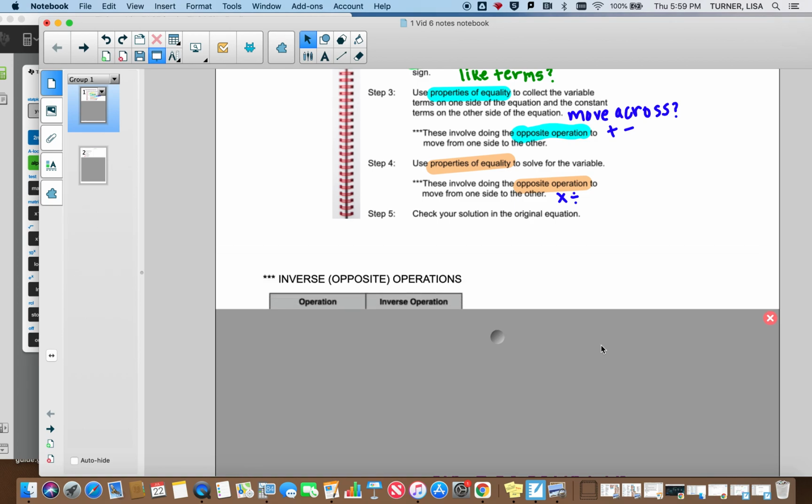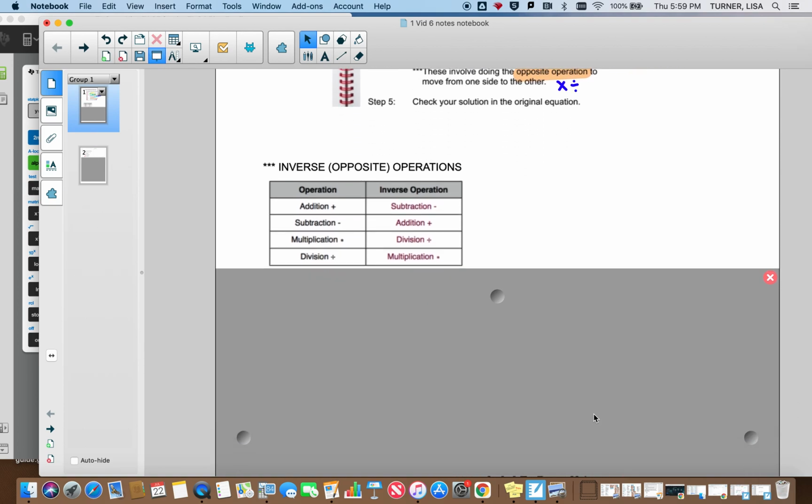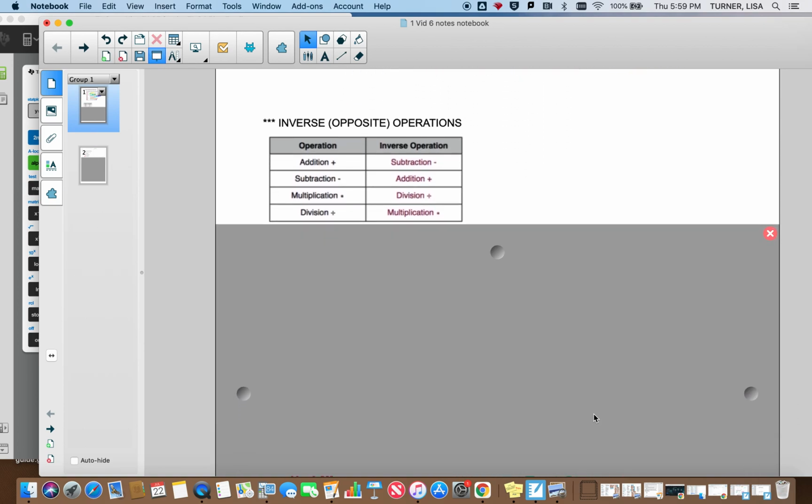All right, and here's just a little chart of inverse operations, and the key is to look closely and decide what operation is happening, because it's pretty easy to know what the opposite is. This is a nice chart for you.